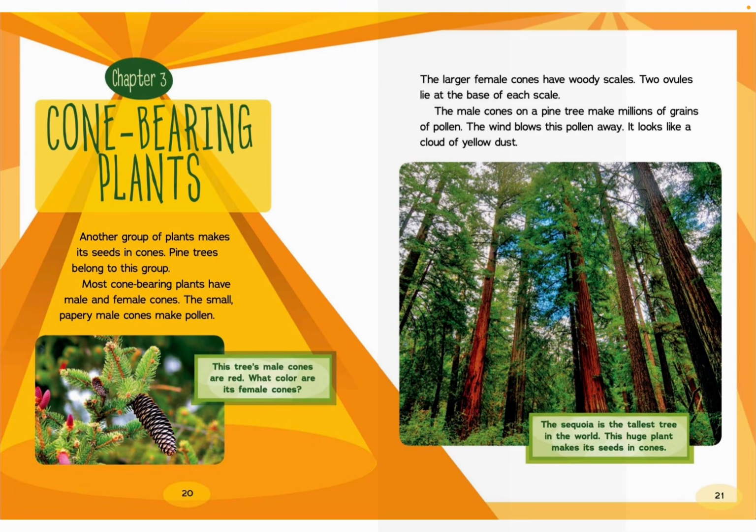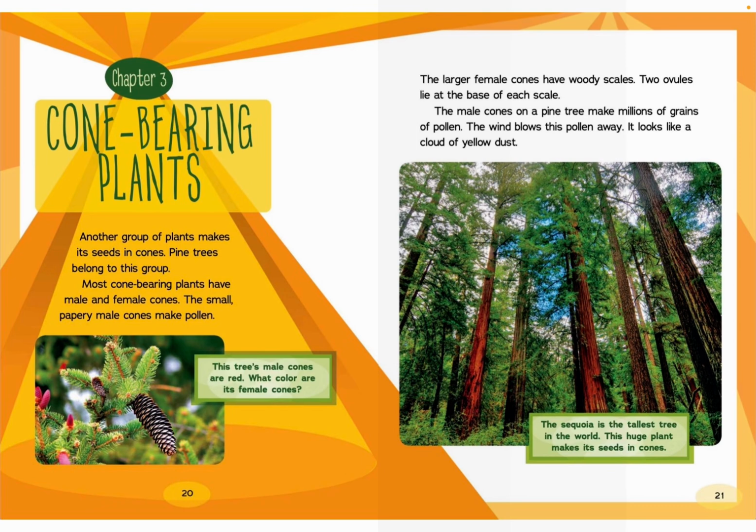Most cone-bearing plants have male and female cones. The small male cones make pollen. The large female cones have woody scales. Two ovules lie at the base of each scale.